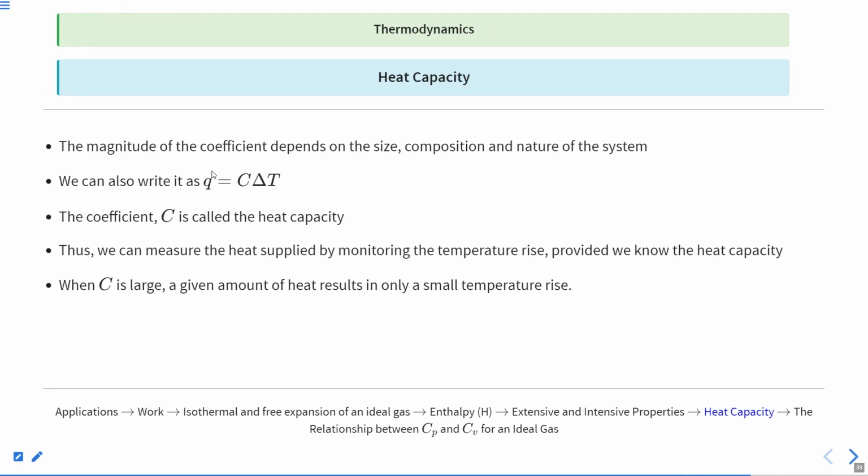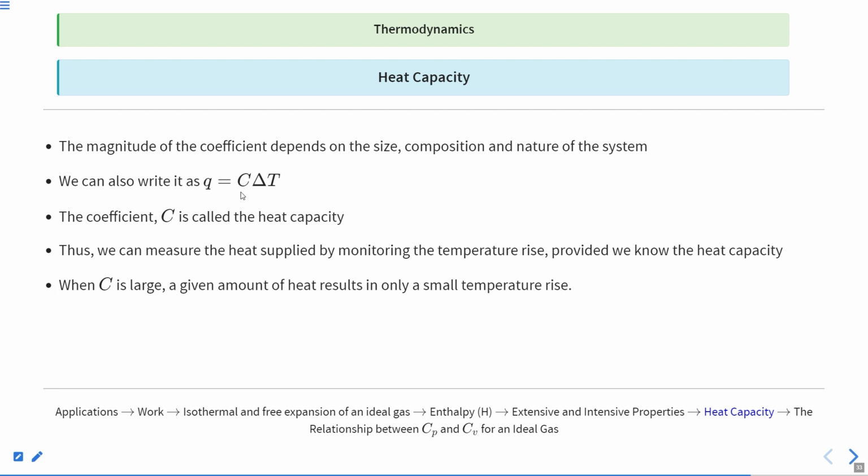So it can be written in this way: Q is equal to C delta T, where C represents the heat capacity, delta T represents the change in temperature, and Q represents the heat. Now, suppose you are supplying this heat at constant volume, then your heat capacity will become Cv, and the temperature will remain T. So your new form will be Qv is equal to Cv delta T.